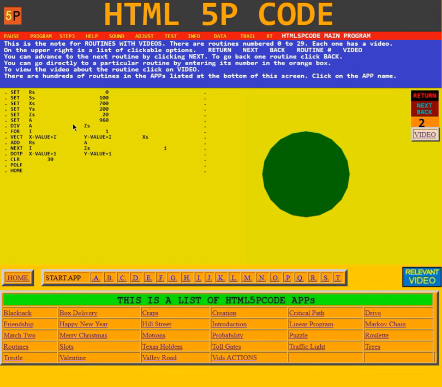Then it sets the value of A to 960, that's the total number of points in a circle, and then it divides that by Z. So at first it's going to divide it by 20, and A will become 48. 48 times 20 is the 960. That would make it go totally around a circle.